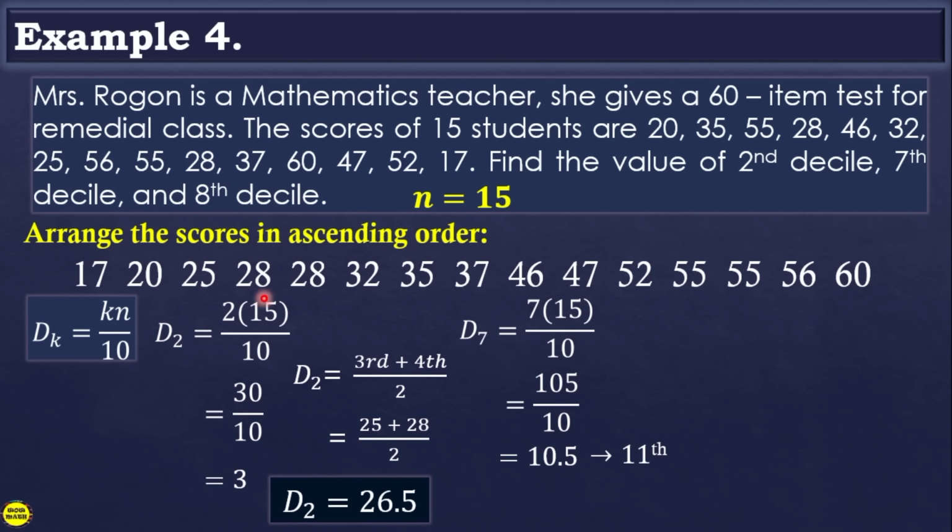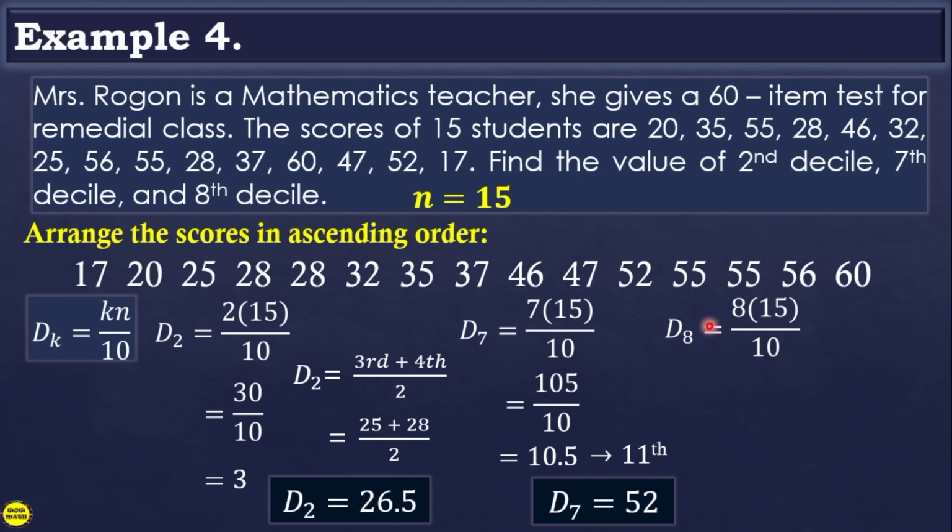So, 1, 2, 3, 4, 5, 6, 7, 8, 9, 10, 11. So, this is our 7th decile. Okay? So, our 7th decile is 52. This means that when we interpret it, 70% of the students have scores lower than 52. Okay? Next. Our 8th decile.